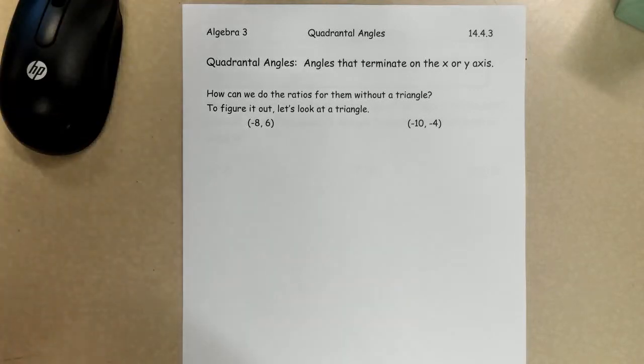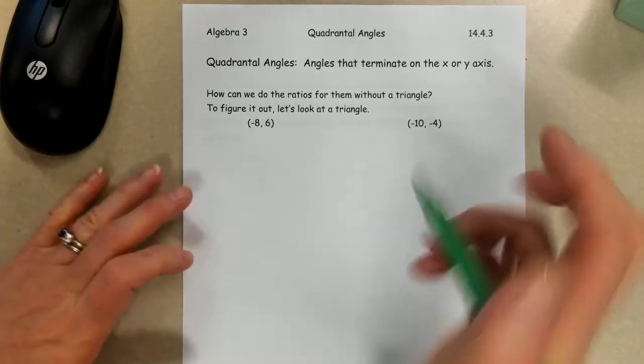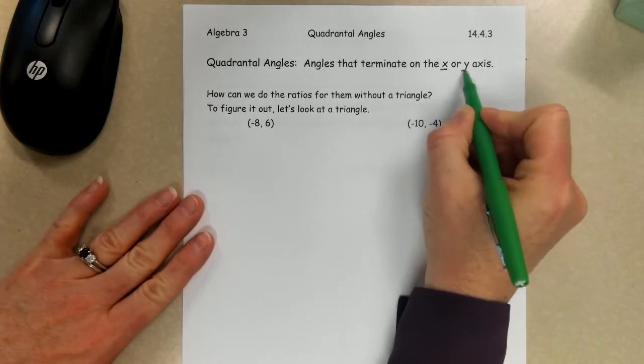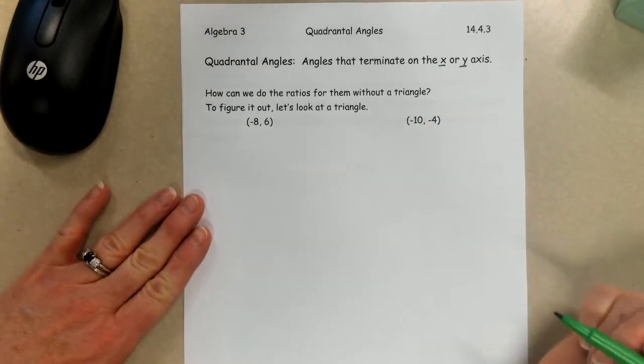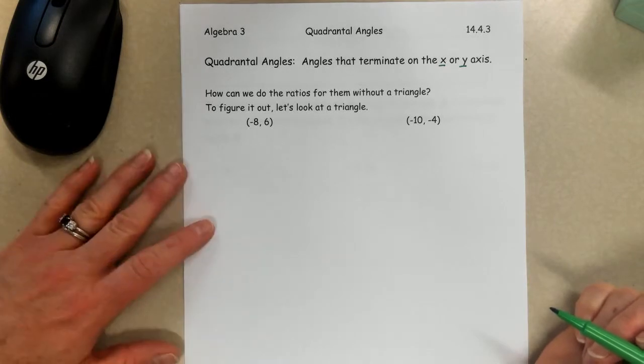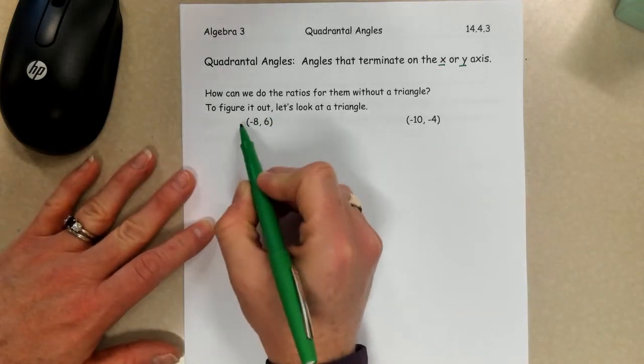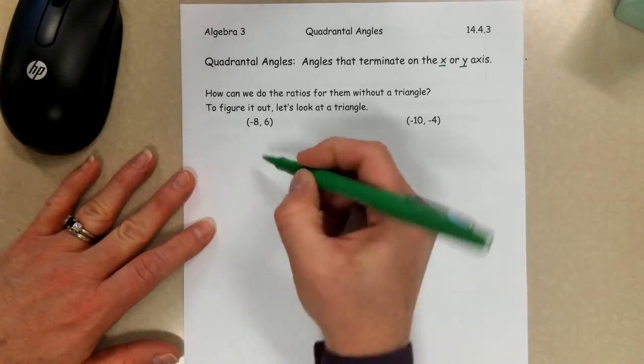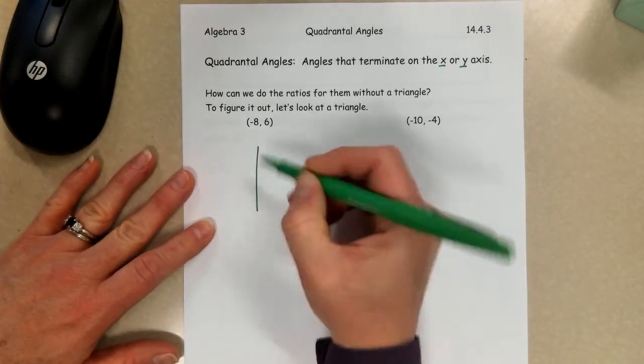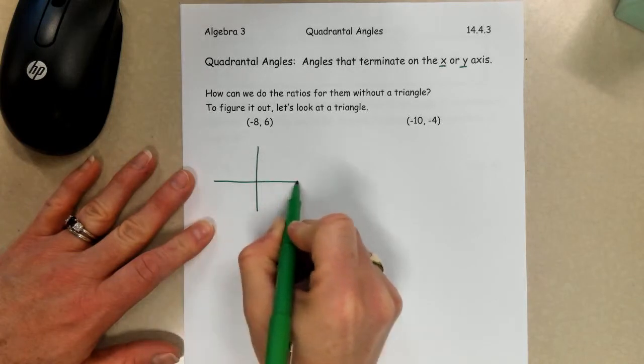Alright, today we're going to talk about quadrantal angles, meaning angles that end up on the x or the y axis. In order to figure out what to do with them, we're going to work from our strength. We're going to talk about the patterns we can find when we find angles that terminate on points in quadrants.